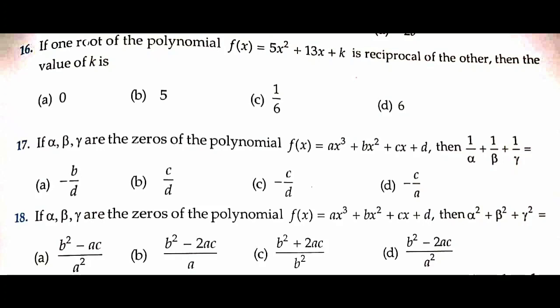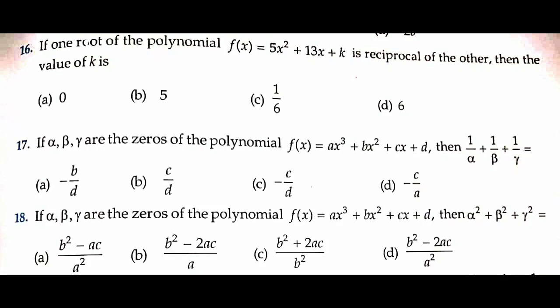Moving to the next question: if alpha, beta and gamma are the zeros of the polynomial f(x) = ax³ + bx² + cx + d, then find alpha² + beta² + gamma². Using the identity (a + b + c)² = a² + b² + c² + 2ab + 2bc + 2ca, we will use a similar identity here: alpha² + beta² + gamma² is equal to (alpha + beta + gamma)² minus 2(alpha beta + beta gamma + gamma alpha).